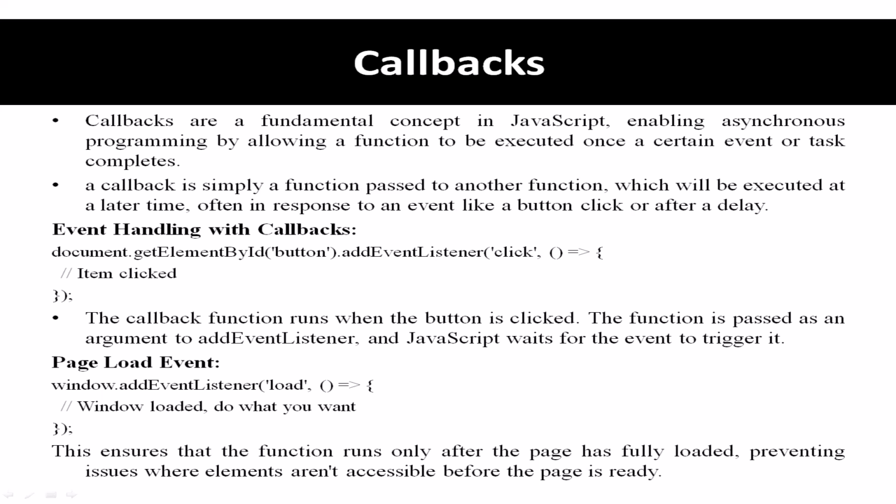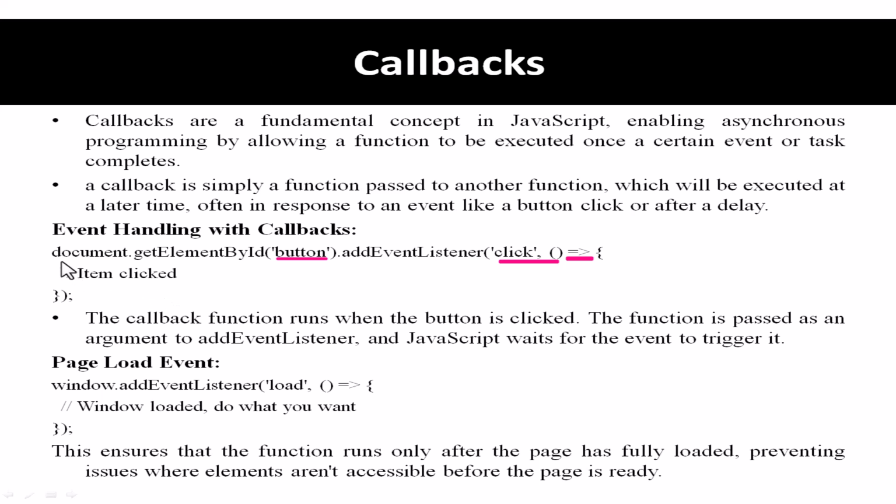Here, event handling with callbacks. How are you going to handle an event with a callback? For example, here you use document.getElementById, where the id name is button. Then addEventListener, where we add the event listener click. Click is the event, and we are using an arrow function which is defined in JavaScript.